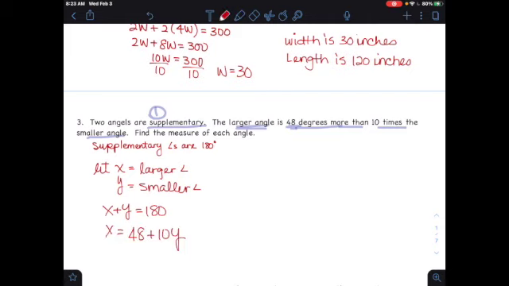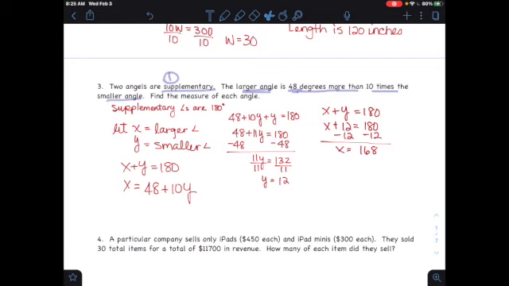Pause the video. You can solve it. I will probably solve it by substitution, and then we will come back and talk about the answer. X turned out to be 168 and y equals 12. So now I'm going to put it in answer form for you.